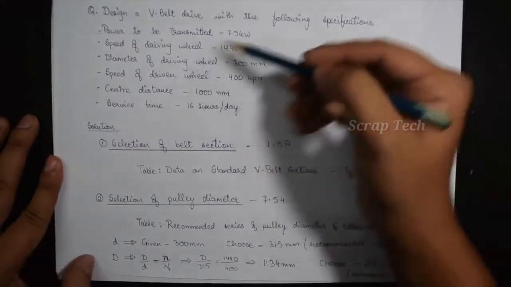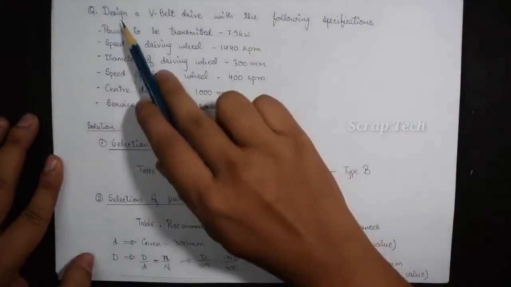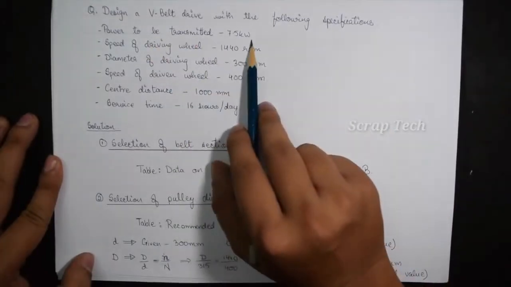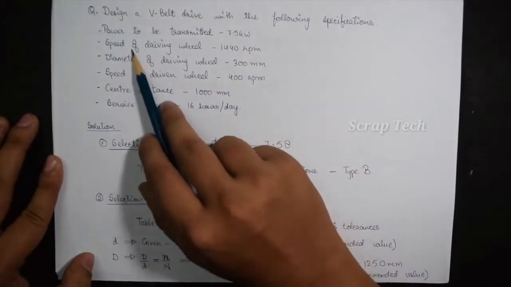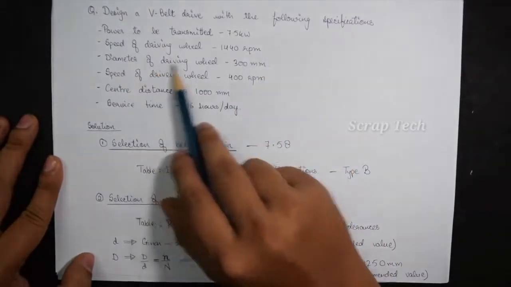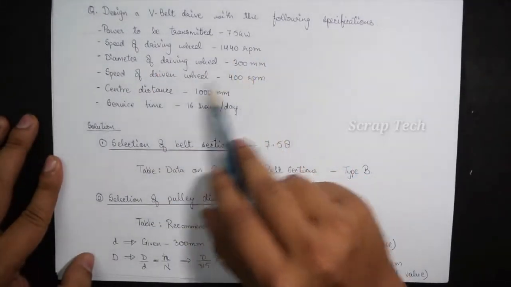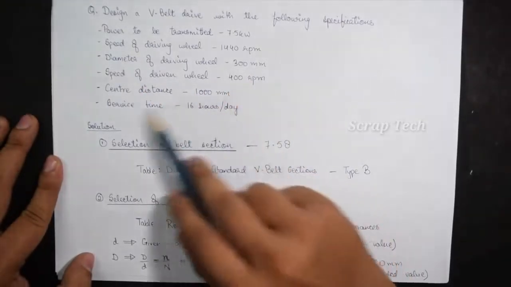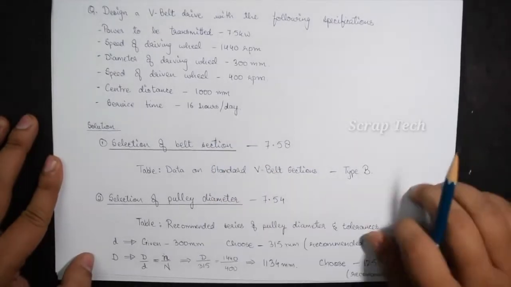So reading the question, we see we need to design a V-belt drive with the following specifications. Power to be transmitted is 7.5 kilowatts. Speed of driving wheel is 1440 rpm. Diameter of driving wheel is 300 mm. Speed of driven wheel is 400 rpm. Center distance 1000 mm. Service time is 16 hours per day.